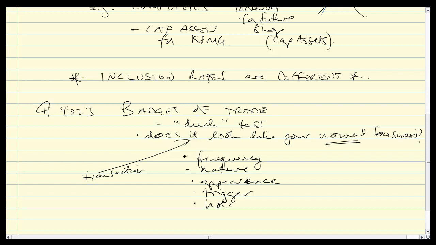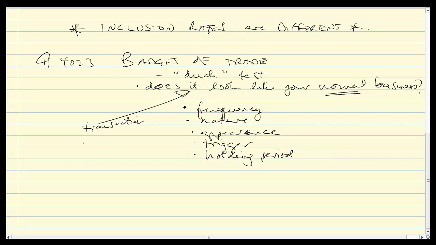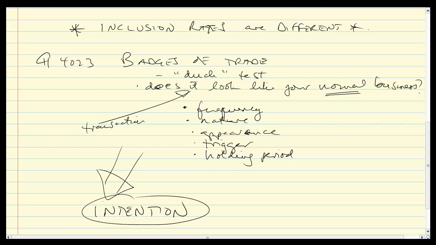And then the last thing is the holding period. So if you are buying and selling things on a somewhat rapid basis relative to what another person would be doing in your same line of business, then that's going to look a lot more like income than like capital. But guess where we are? All of this funnels to this same idea that we dealt with in residency, which is intention.